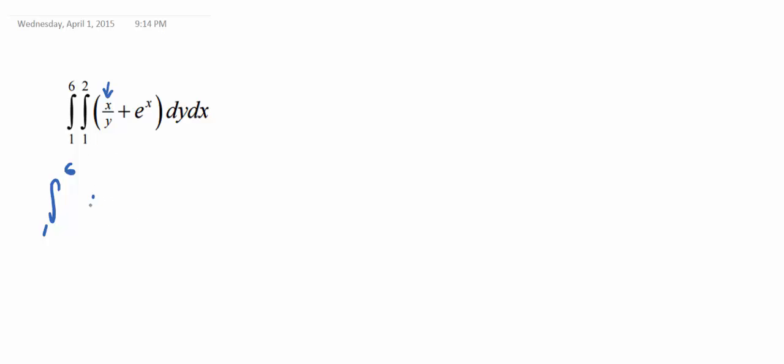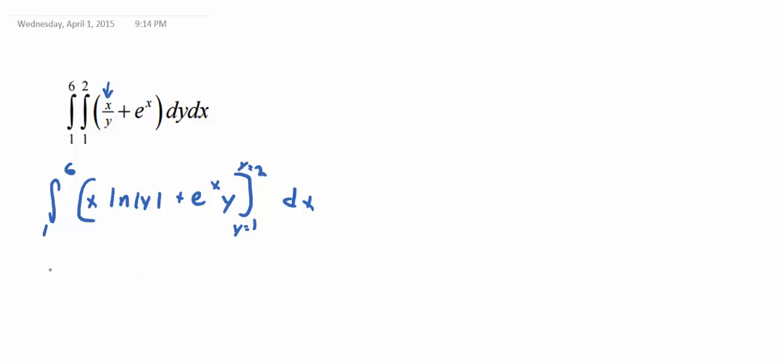It's the natural log of the absolute value of y. So this will be x. When we integrate with respect to y, we'll get x times the natural log of the absolute value of y plus e to the x y. But we have to evaluate this from 1 to 2. We still have the dx out here. So this is from y equals 1 to y equals 2.